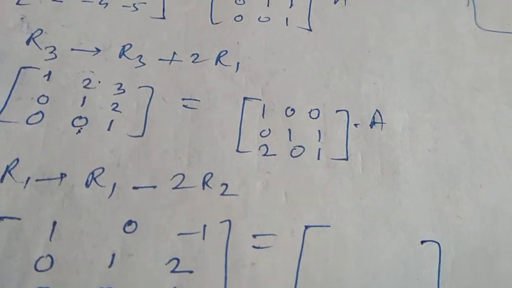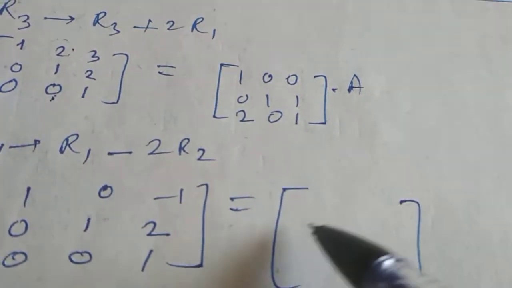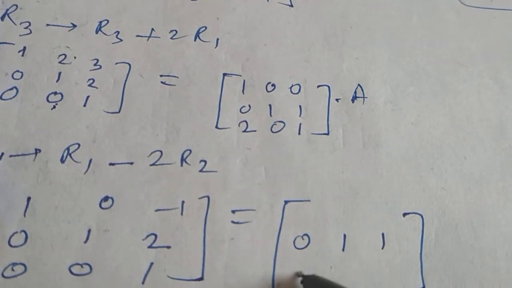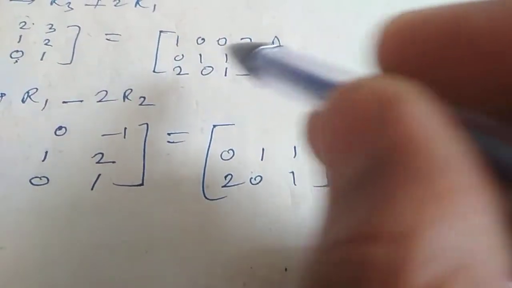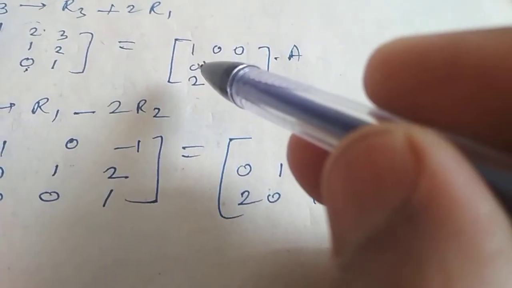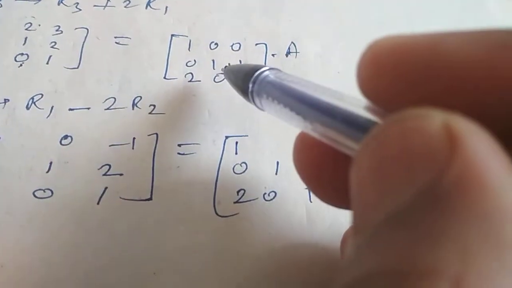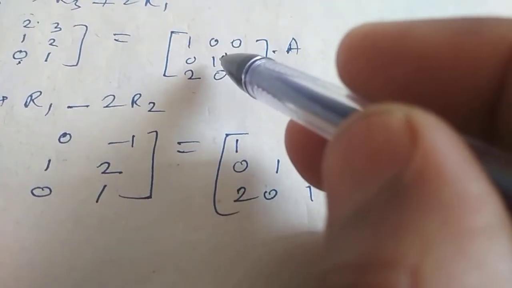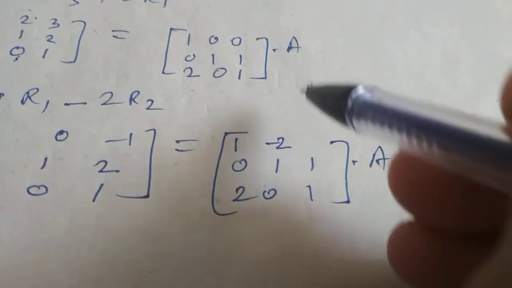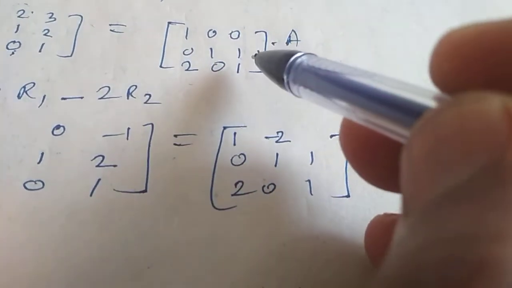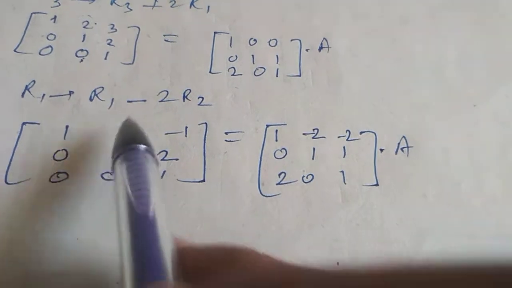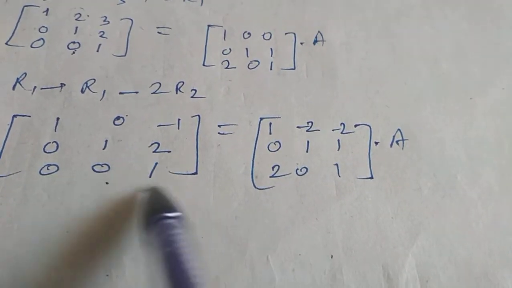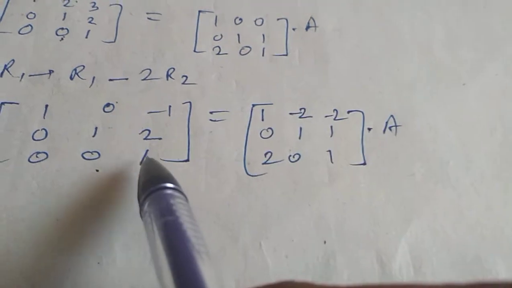This is equal to: R1 is changing, R2 and R3 as it is, 0, 1, 1, 2, 0, 1 dot A. This is 1, 0, 0. 1 minus 2 times R2, there will be 1 only. 0 minus 2 times 1 is minus 2. 0 minus 2 times 1 will be again minus 2. So we have obtained this. After getting these two zeros, we directly jump to the last element of the diagonal, which is 1. So that task is accomplished.